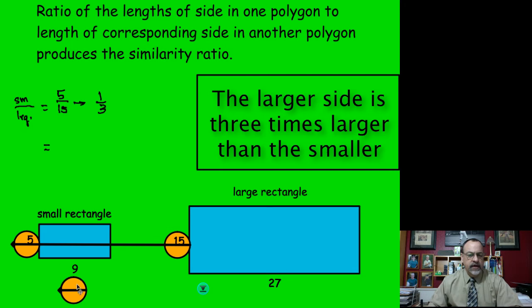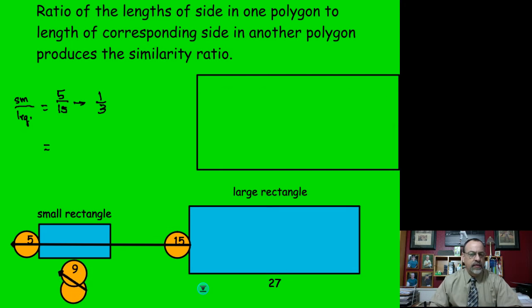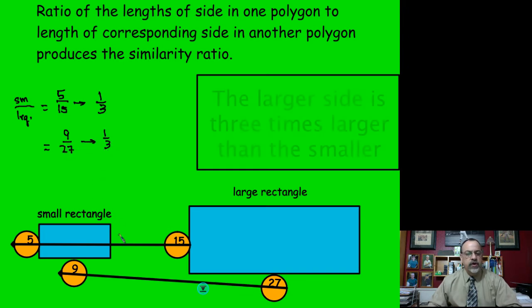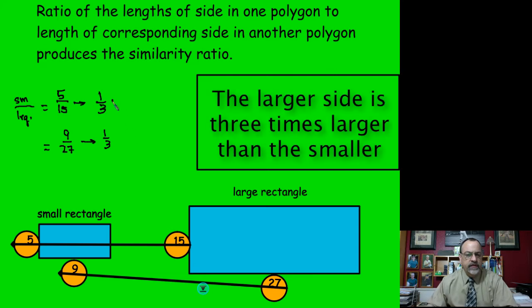Okay, so this side is a 9, so I'm going to write, again, smaller rectangle in the numerator, because that's what I chose to do. And then this side is 27. 9 over 27, which reduces to 1/3. So the ratio of the sides are exactly the same.